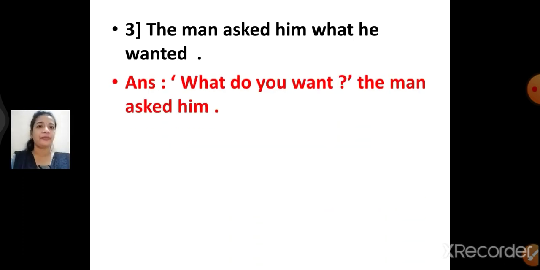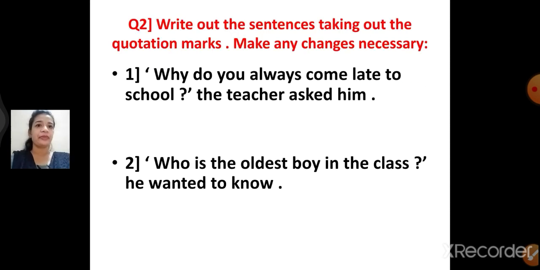See the third one. The man asked him what he wanted. "What do you want?" the man asked him. Now here, write out the sentences taking out the quotation marks and make any changes necessary. So, direct speech you are going to change into indirect speech.